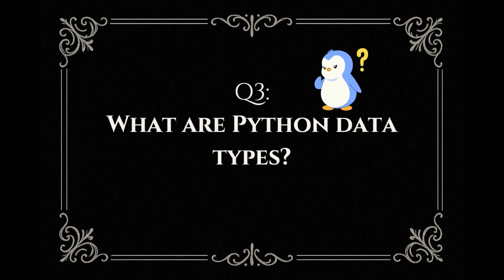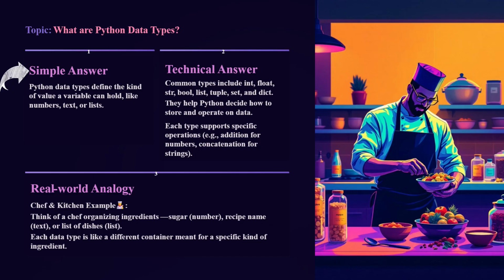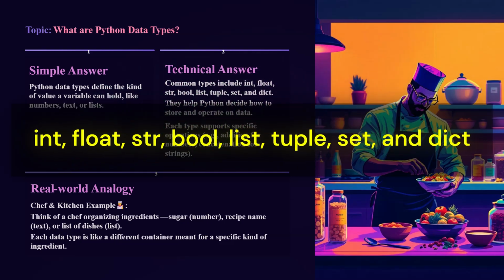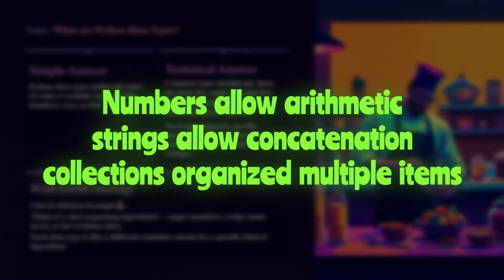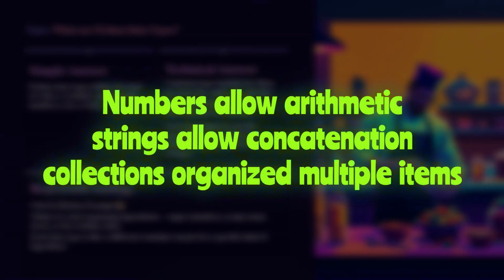What are Python data types? Python data types describe the kind of value a variable can store and how that value should be handled. In simple terms, they tell Python whether something is a number, a piece of text, a list, or another structure. Technically, Python includes built-in types such as int, float, str, bool, list, tuple, set, and dict, each with its own rules for storage and the operations it supports. Numbers allow arithmetic, strings allow concatenation, and collections organize multiple items.